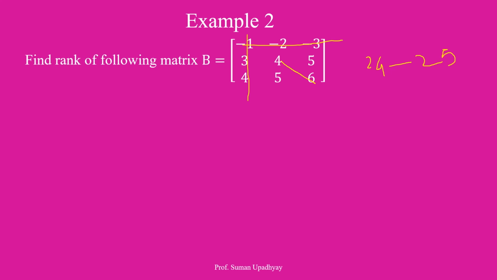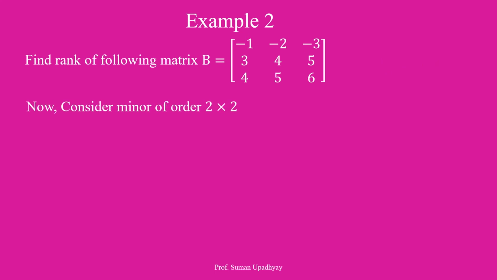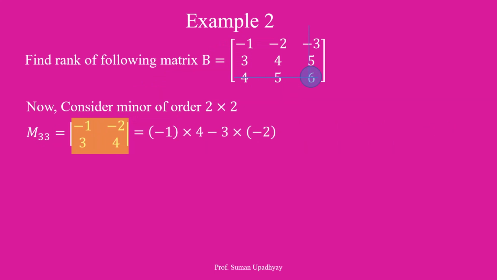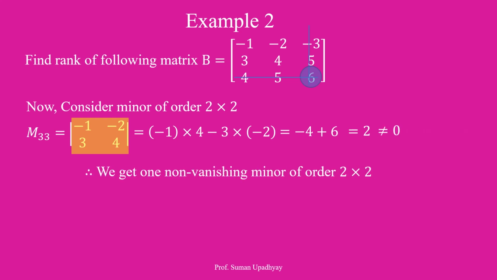So yes, I can observe that it is possible to have a non-vanishing minor of order 2 by 2. Consider a minor of order 2 by 2. Here I have considered M33, that means I have eliminated the third row and third column. So here I got minus 1, minus 2, 3, 4. Take its determinant and I got 2. So yes, I got a minor of order 2 by 2 and it is non-vanishing because its determinant is 2. Therefore, we get one non-vanishing minor of order 2 by 2, and the rank of this matrix is 2.